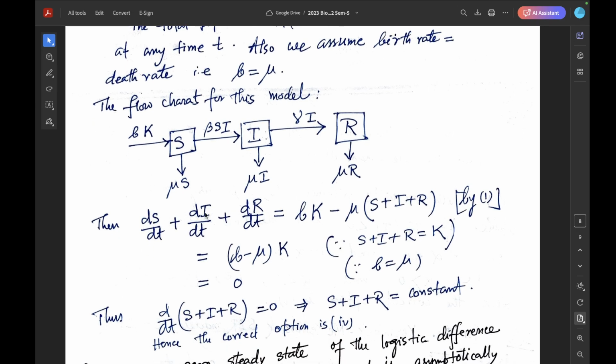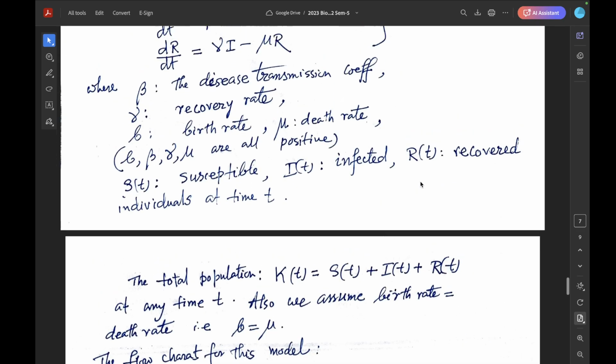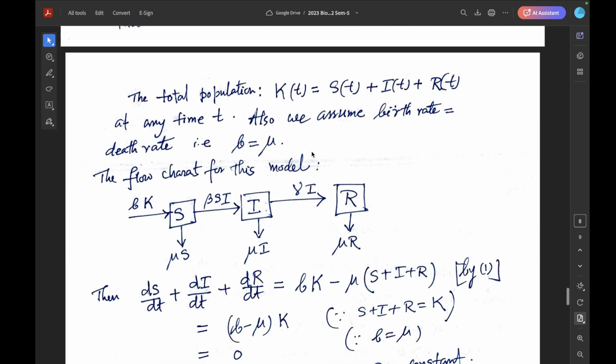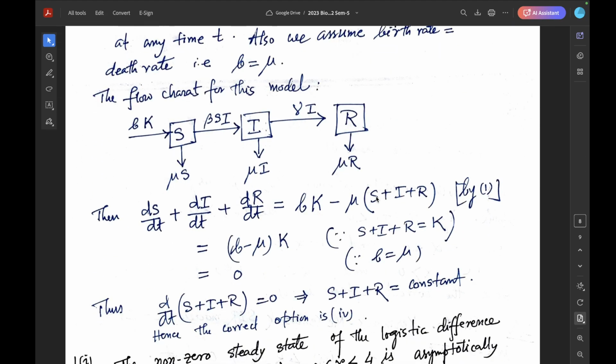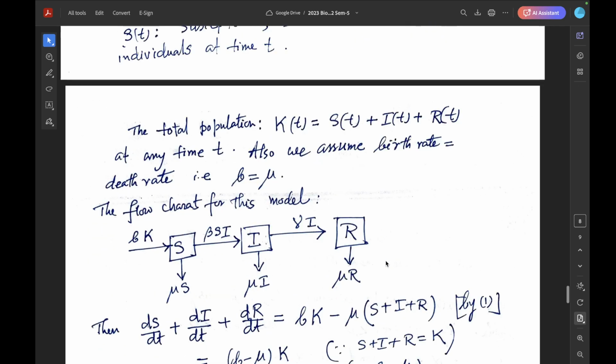Then adding all these, by system 1 we get B K minus mu times bracket S plus I plus R. Now S plus I plus R equals K, so this equals bracket B minus mu into K. Assume here B equals mu, so this equals 0. So d/dt of S plus I plus R equals 0. So S plus I plus R is constant. Hence the correct option is 4.